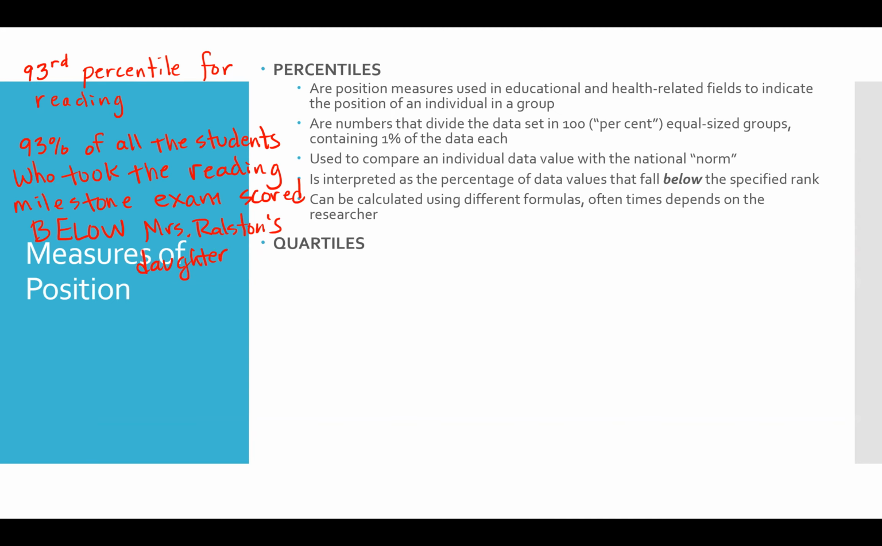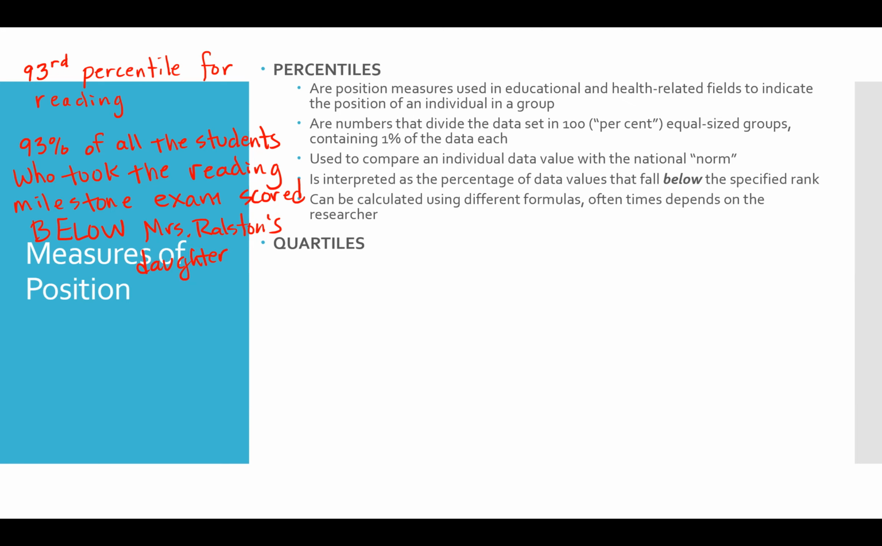Okay, the key to interpreting a percentile is that it is the percentage that is below that given score. So 93rd percentile, that's pretty good, because that means she scored better than 93% of the people that took the test. Again, we don't really calculate the percentiles, but you may be asked to interpret them.